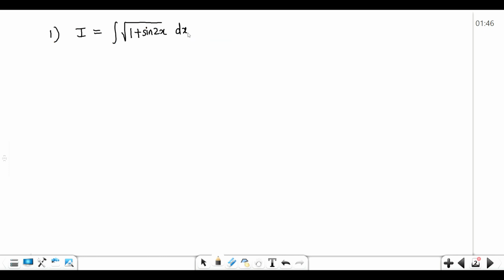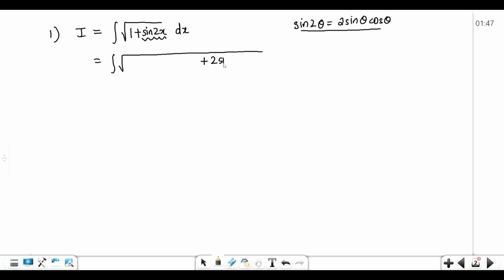In integration you must know all the trigonometric formulas, because they are very much required for solving integrations involving trigonometric functions. In this case we'll write the formula of sine 2x. We already know sine 2 theta is 2 sine theta cos theta. This is the trigonometric double angle formula. So here we'll write 2 sine x cos x.